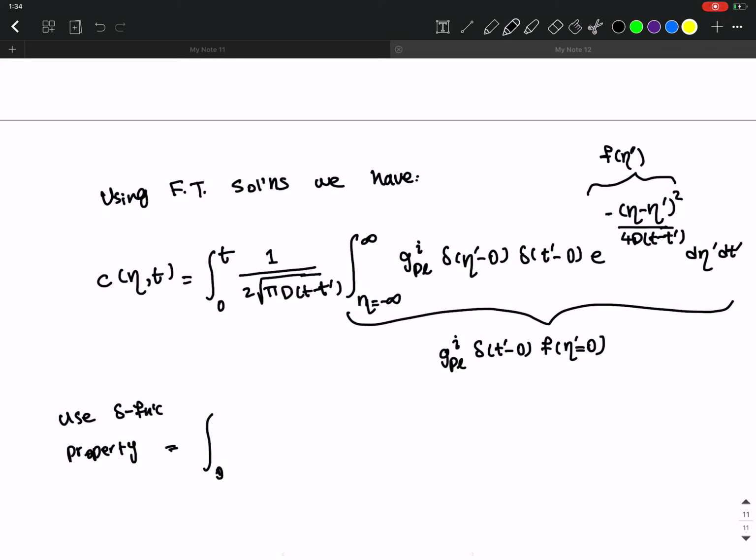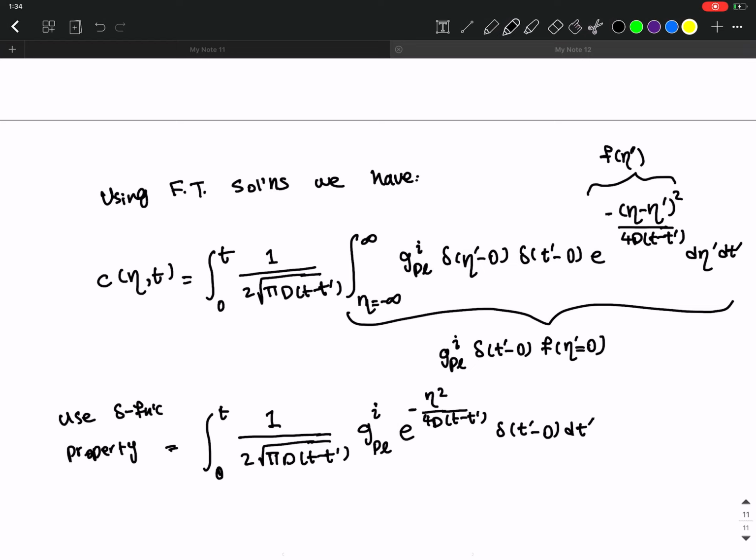integral from 0 to t of 1 over 2 square root of pi d t minus t prime, GPL I, e to the minus, instead of f, I'm going to write e to the minus eta prime squared, which is going to be eta square over 4 d t minus t prime, times delta t prime minus 0 dt prime.